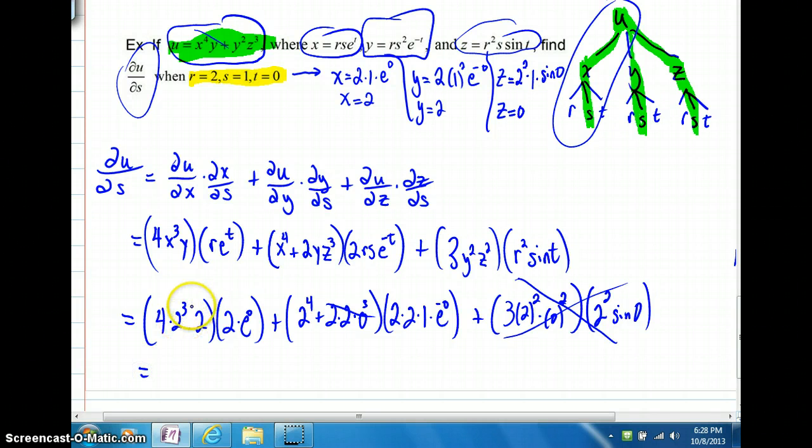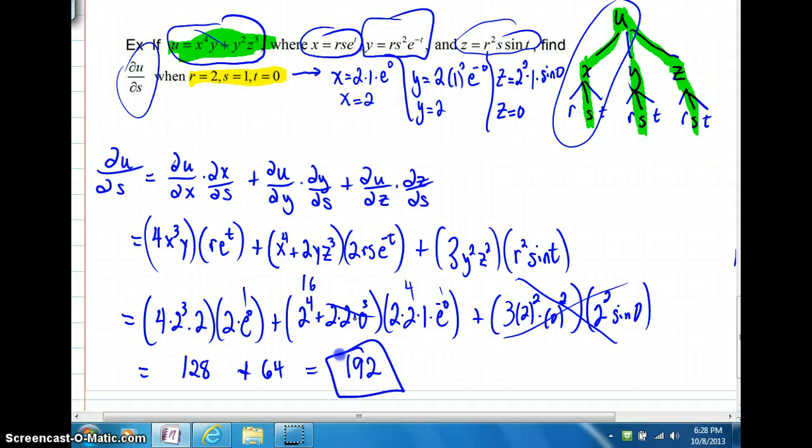Let's see, 2 to the third is 8. 8 times 4 is 32. 32 times 2 is 64. 64 times 2 is 128. And of course, e to the 0 is 1. 2 to the 4th is 16. This all wipes out. 2 times 2 is 4. 4 times 1 is 4. And here's another one. So 16 times 4 is 64. And as we add all this up, I believe you would get 192.